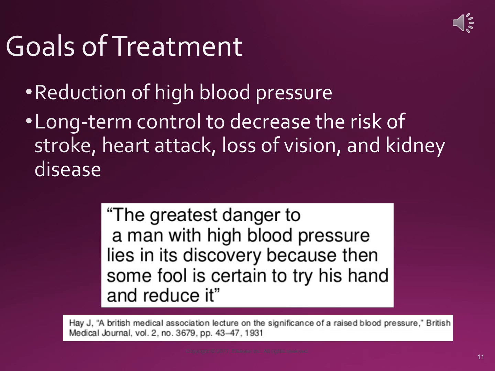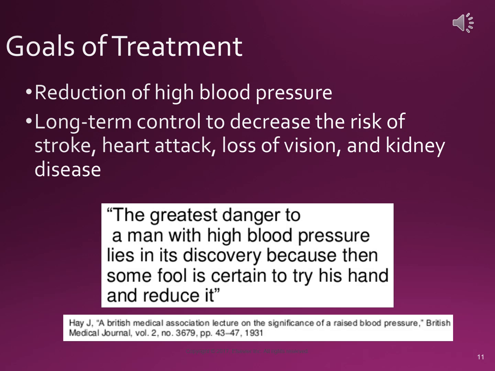So the goal of treatment is, of course, reduction of high blood pressure long term and to control it. This decreases the risk of stroke, heart attack, vision loss, kidney disease, all end organ problems can hopefully be prevented if you can keep your blood pressure under control.